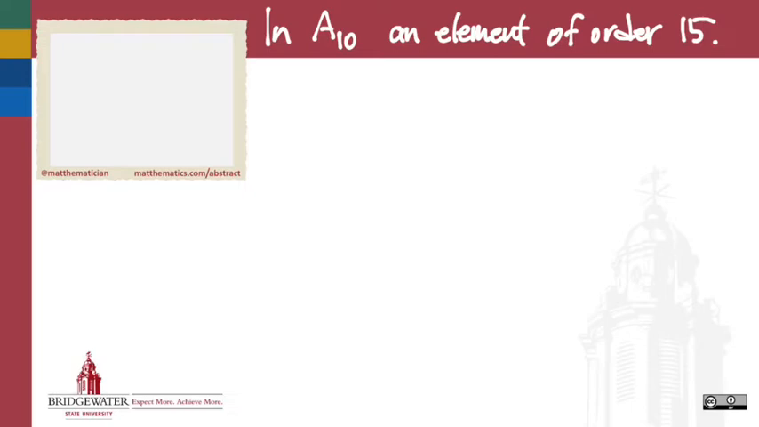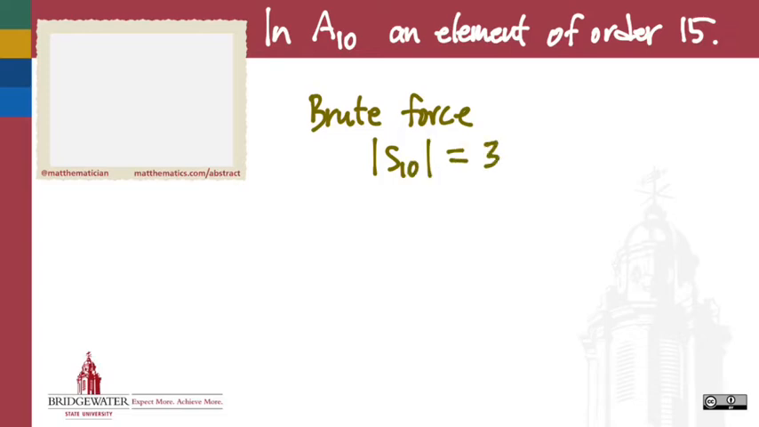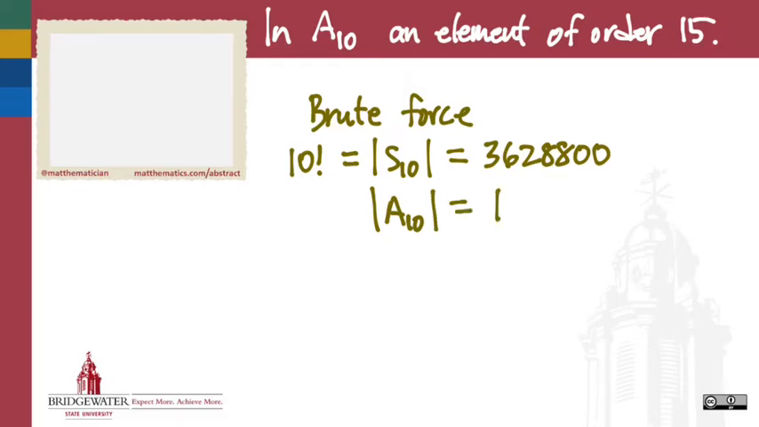Can I give you a brute force calculator version? Okay, yeah. What's the brute force version? Well, so we know that if we do S10, the order of S10 is 10 factorial, 3,628,800. Okay. Holy crap. All right. And then A10 is half of that. The order of A10 is half of that. That's going to be 1,814,400. Oh, come on. You can divide that number by 2 in your head, right?